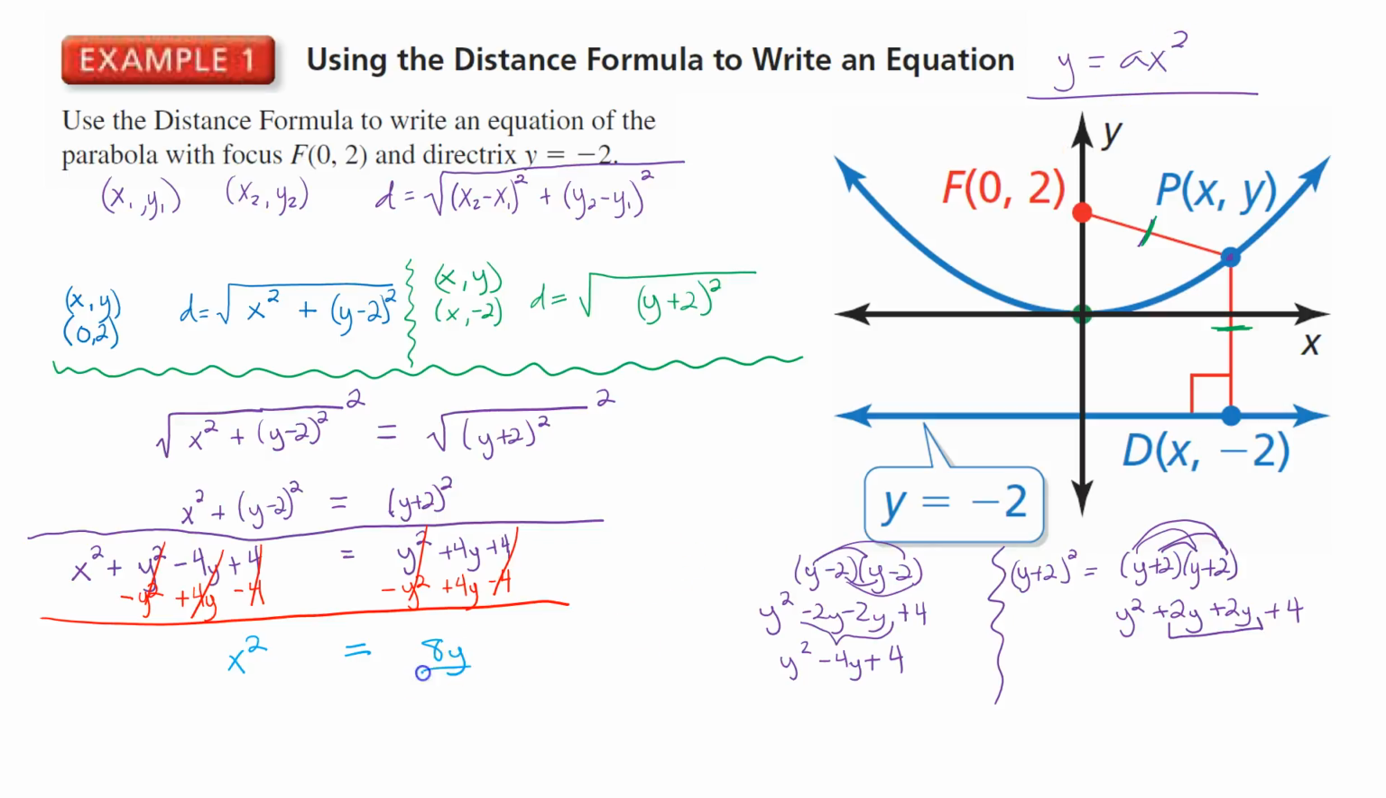So I'm going to divide both sides by 8, and I get y equals, and if I want to have it in the a times x squared form, I got to remember this, x squared is 1x squared, so 1 over 8 is 1/8 x squared. Ding! Hey look, yellow and blue makes green.